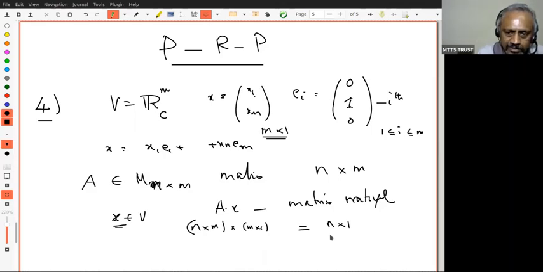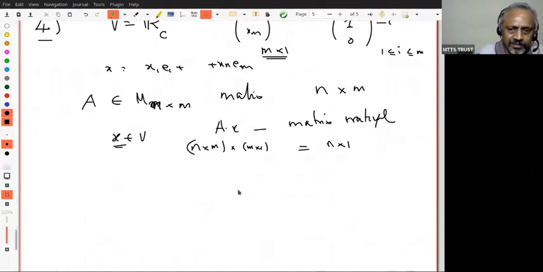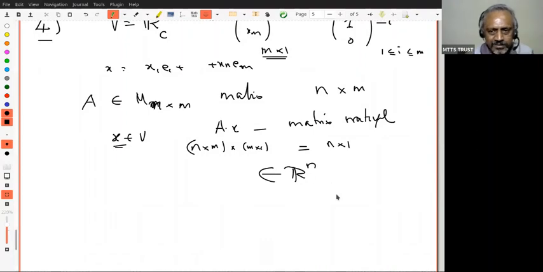That is again a column vector. Therefore, where does it live? When I want to think of this as a column vector, where does it live? X lived in Rm, and this is an n cross 1 matrix. That is the same as saying a column vector with n entries. Therefore, I can think of this as a vector in Rn. Do you understand this?